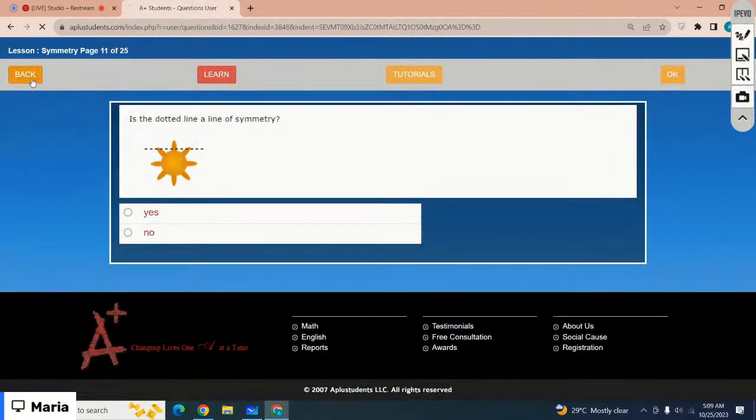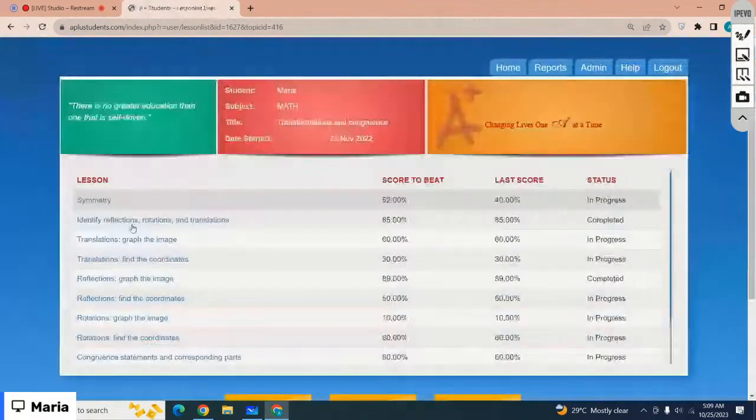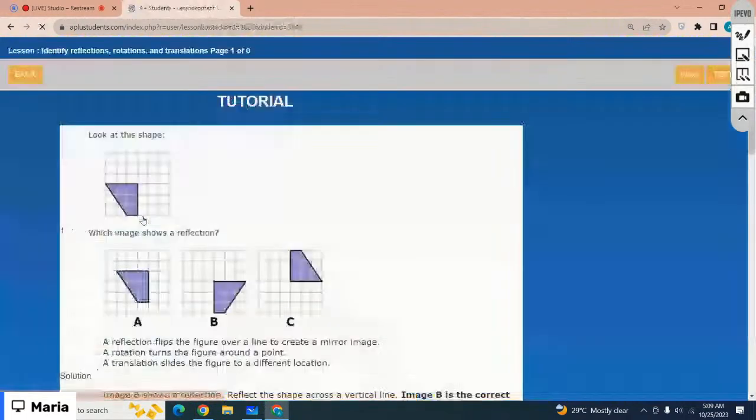Okay, the next lesson is identify reflections, rotations, and translations. Just look at this shape. Which image is a reflection? This is the image, right? You have to find the reflection. So what is reflection? A reflection flips the figure over a line to create an image, right? So the mirror image is the reflection. So which is the mirror? A, B, C.